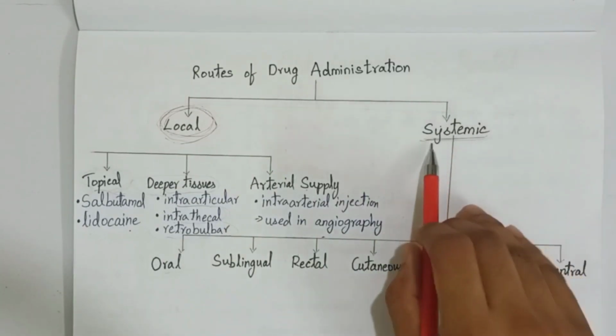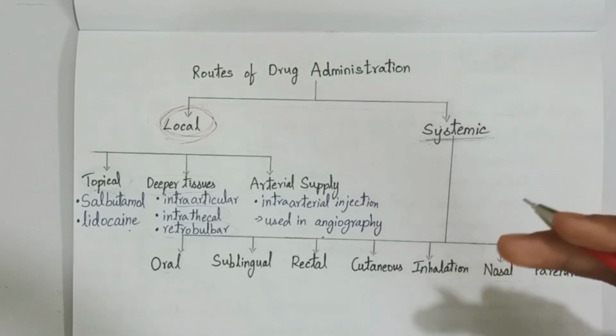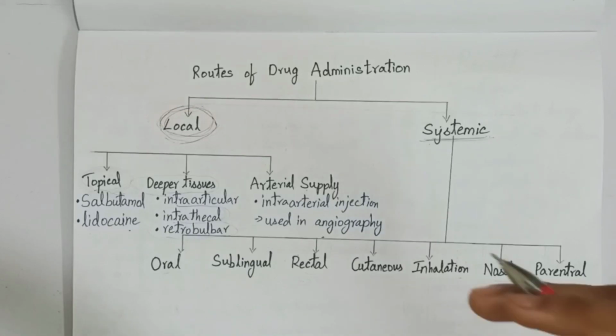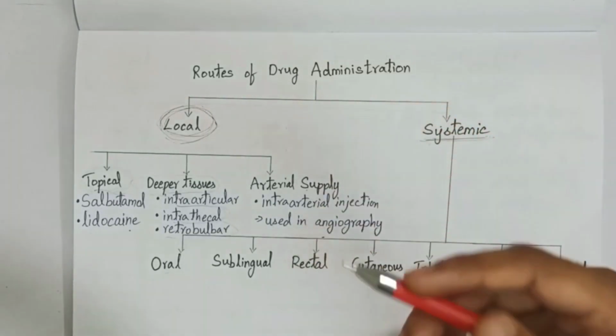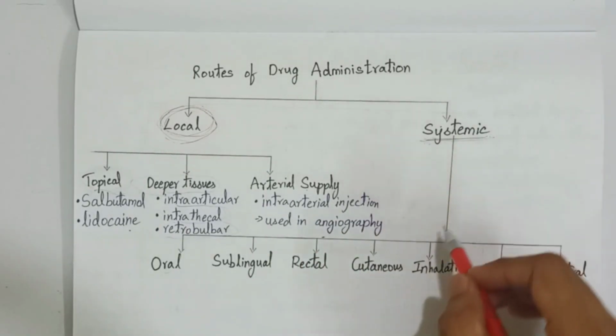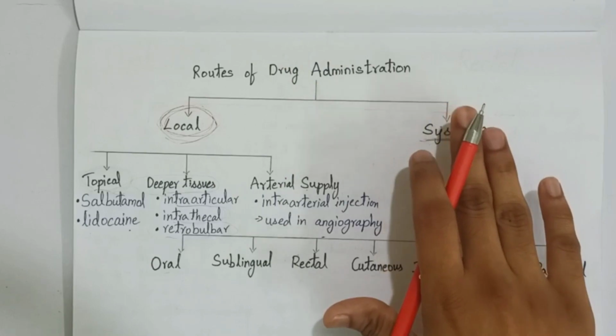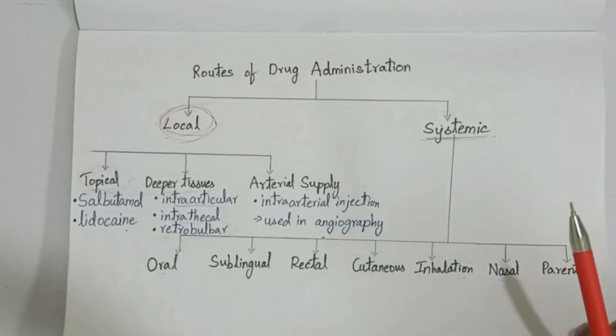We will also learn about systemic routes of drug administration. Systemic routes are given when we need to treat various systems of our body, for example the respiratory system, cardiovascular system, or CNS, or any major systems of our body. The different routes for systemic drug administration are oral, sublingual, rectal, cutaneous, inhalation, nasal, parenteral. Let's learn each of these routes in detail.